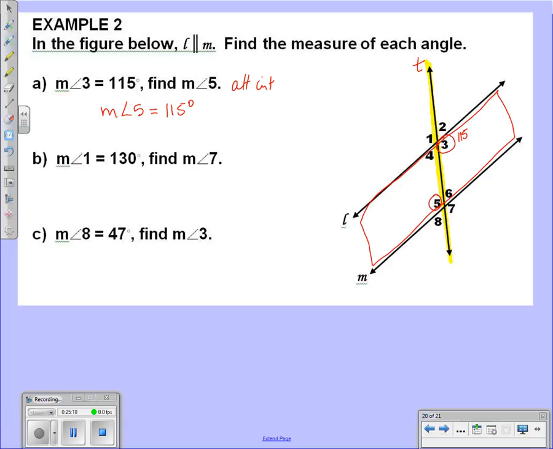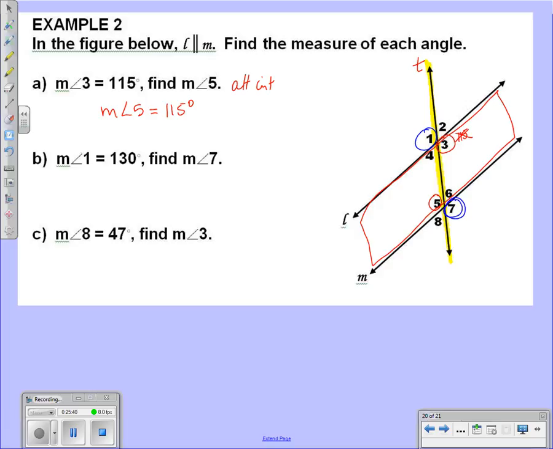Now when we do part B and C, they are totally different problems. So what we did in part A, we're going to now ignore, and now we're going to look at part B. So if you need to, cross out that 115. Now I'm looking at measure of angle 1, and I'm looking at measure of angle 7. It's what we're comparing to.